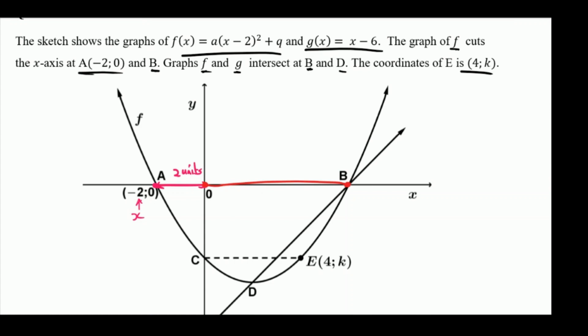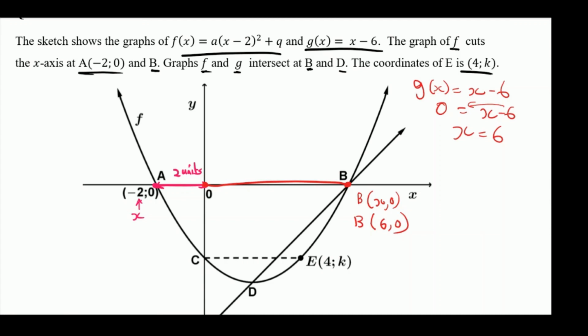So for us to find that, we need to find the coordinates of B, which we're not given, but we know that B touches the straight line and the parabola. So the straight line's equation is y equals x minus 6, and for B, we don't know x, but we know y is 0. So if we substitute 0 in this straight line, 0 equals x minus 6, and we transpose the 6 to the other side, x would be equal to 6. So it means now that the coordinates of B are 6 and 0.